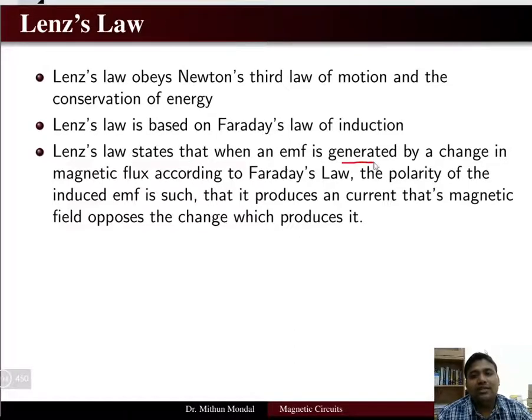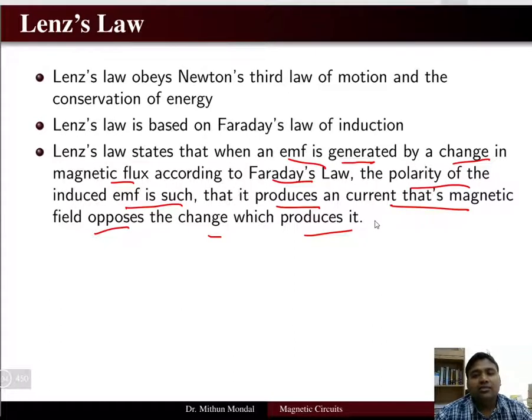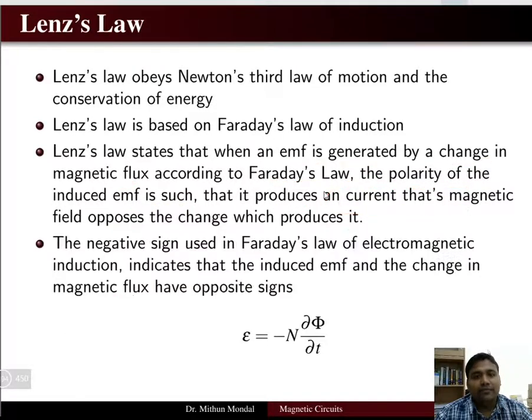That EMF generated by change in magnetic flux according to Faraday's law, the polarity of the induced EMF is such that it produces a current whose magnetic field opposes the change which produces it. So basically it means that we have seen that in Faraday's law EMF will be produced once there is a change in the flux. Now the direction of the induced EMF has to oppose the cause producing it. So what is the cause? The cause is the change in the flux. So here a current will be produced that will oppose the flux which is producing the EMF.